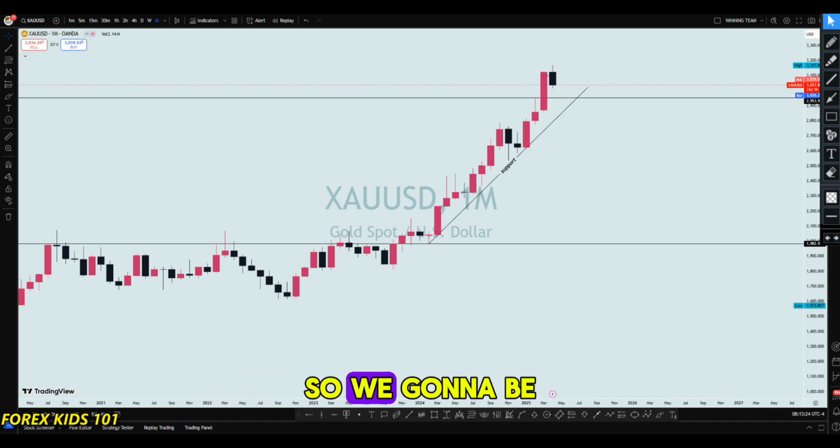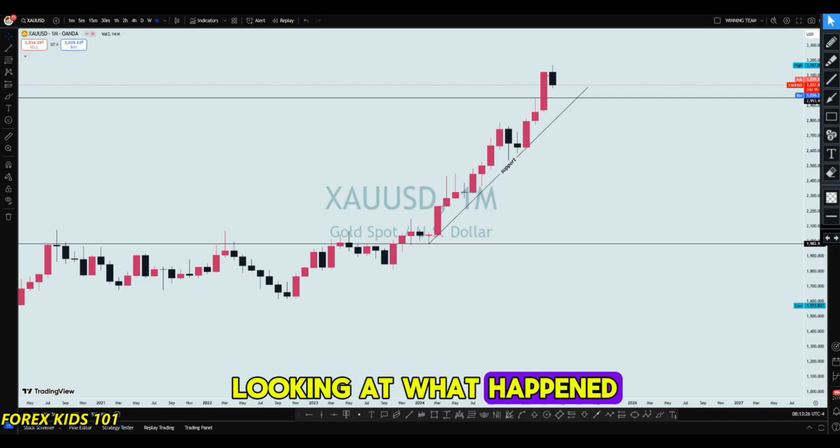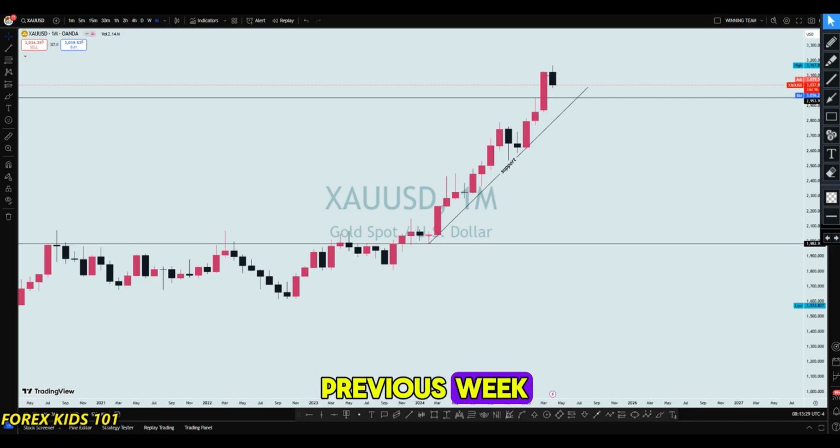So we're gonna be looking at what happened on gold in the previous week and what's gonna happen in the coming week. What we're gonna be working on here is my trading plan that I've been working on for the coming week on gold.